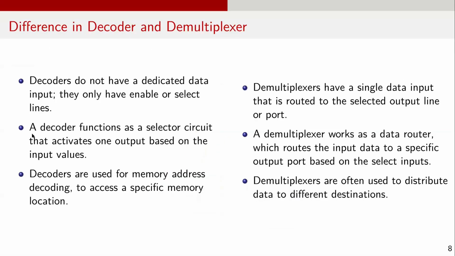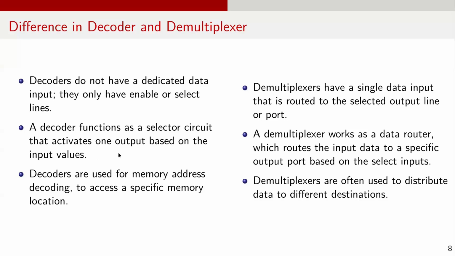Now that we understand both the circuits, let's summarize the differences. Decoders do not have a dedicated data input. They only have enable or select lines. Demultiplexers have a single data input that is routed to the selected output line or port.